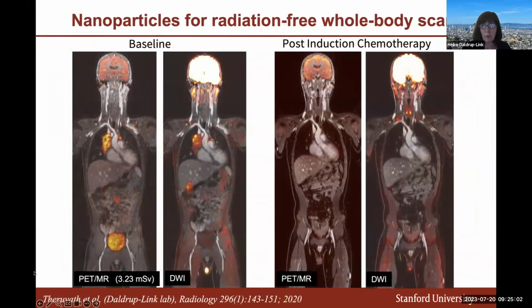Then we did a follow-up study where we looked at the ability of these two technologies to demonstrate treatment effects of our tumors. This here is a patient with a lymphoma and a mediastinal mass on the FDG PET-MR scan. This is a diffusion-weighted MRI scan. These here are follow-up scans, and in this case, you can see a complete response of the tumor on both of these scans.